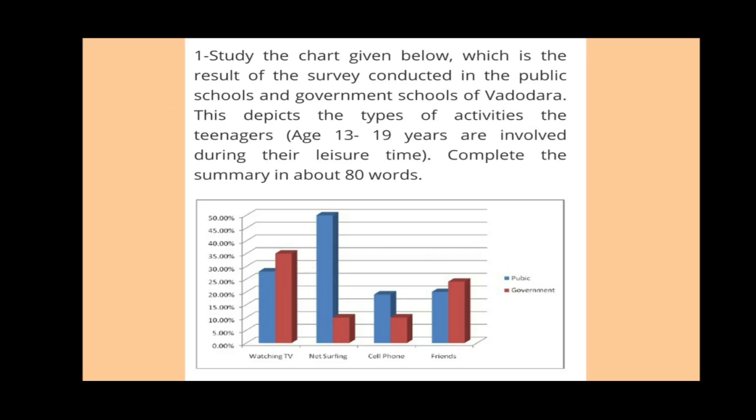Next question is, study the chart given below, which is the result of the survey conducted in the public schools and government schools of Vadodara. This depicts the types of activities the teenagers do during their leisure time. So the introduction line is very much clear here. This bar graph depicts the types of activities the teenagers 13 to 19 years do in their leisure time.